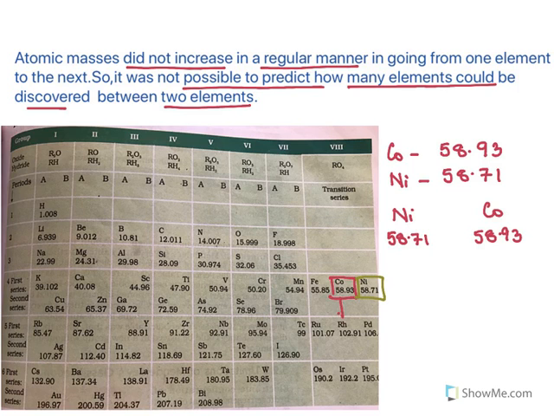Because cobalt had properties similar to these elements and nickel had properties similar to these elements. So he disturbed the order of the atomic mass to make sure that cobalt came along other elements which had similar properties and nickel came along other elements that had similar properties. However, all these irregularities were then resolved in the modern table, which we'll see in the next slide.